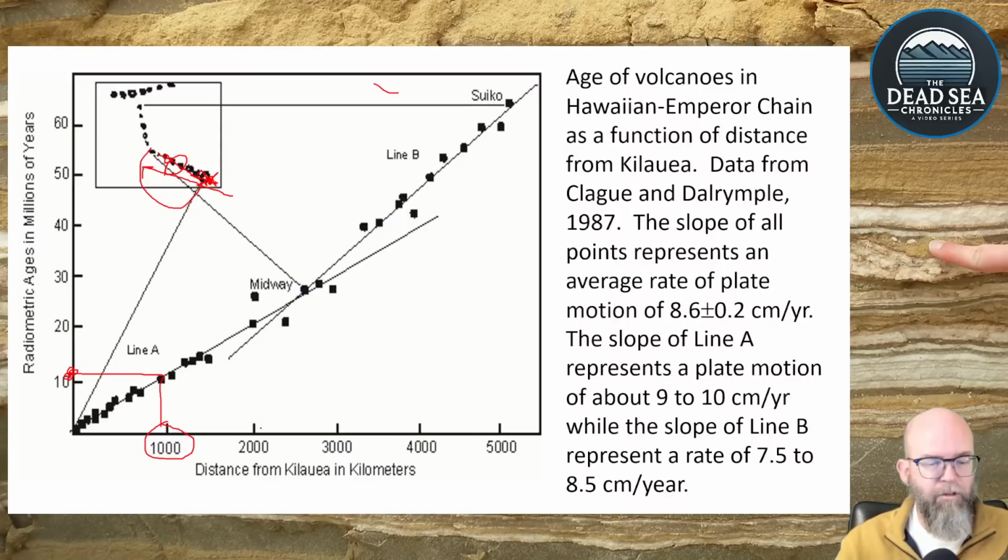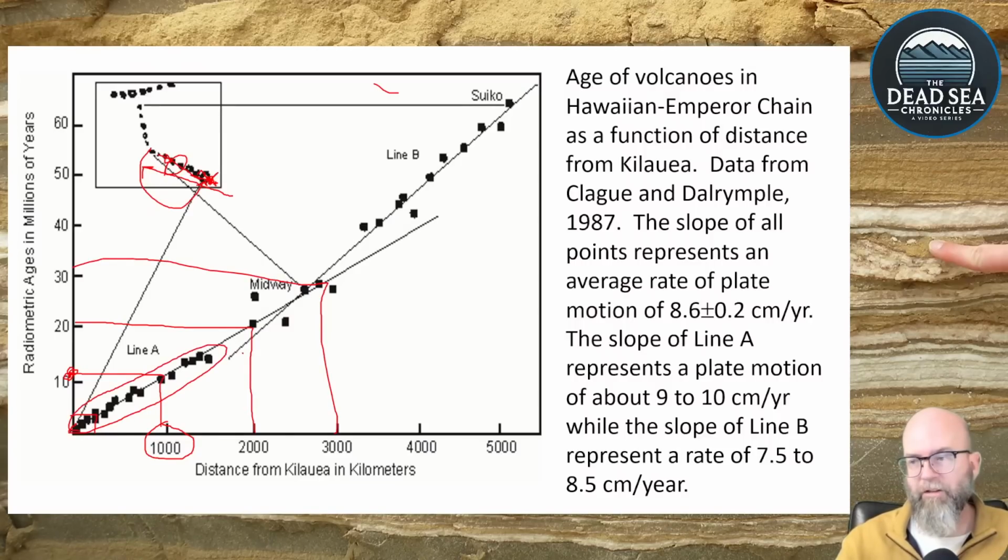And then I go to 2,000 kilometers away, and it's 21 million years, and 3,000 kilometers away, and so forth. You get the idea. The islands that are closer, you date them, and they're younger. So these are the radiometric dates that have been measured. And they follow along this line.